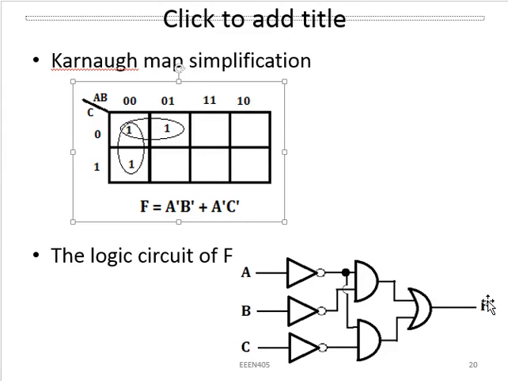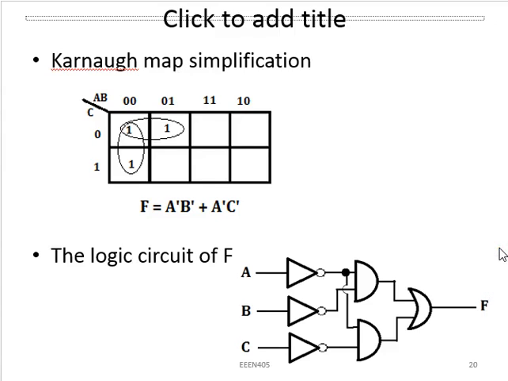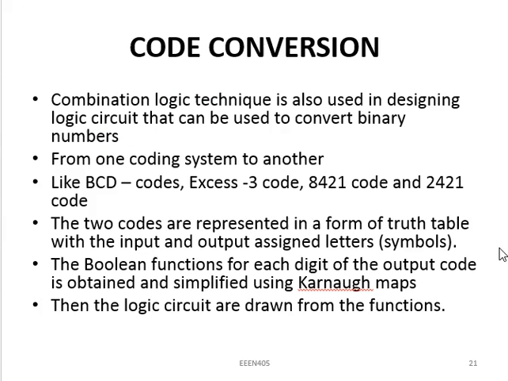If you look at it, we follow all the 6 steps given to us. The problem was stated. We identify 3 inputs and 1 output. We assign A, B, C for the input and F for the output. We draw the truth table. We simplify using the Karnaugh map, and finally draw the logic diagram.